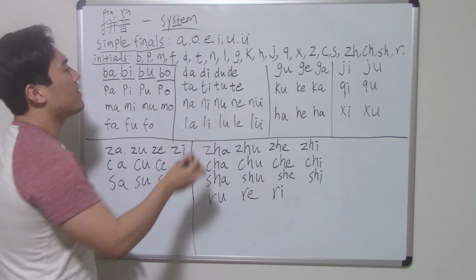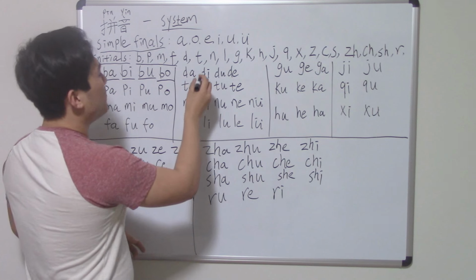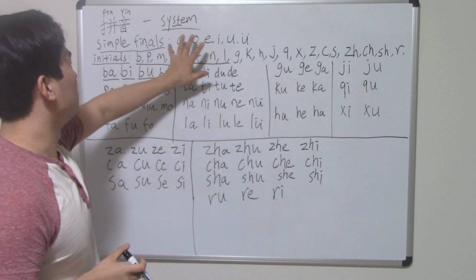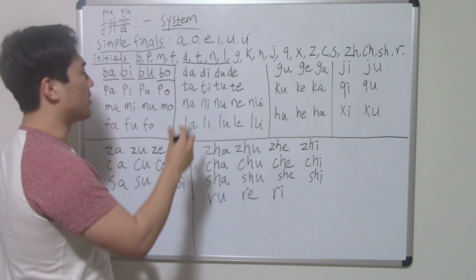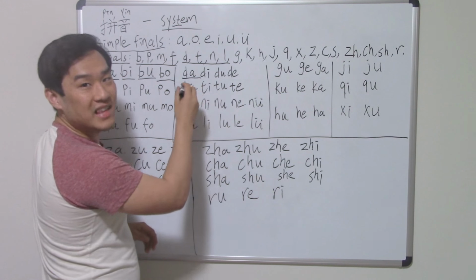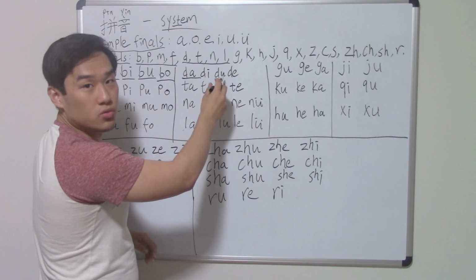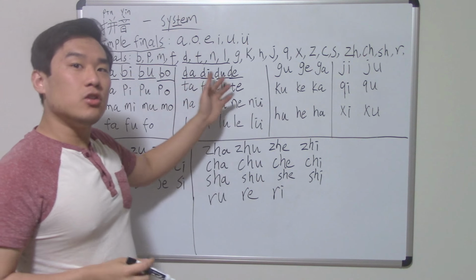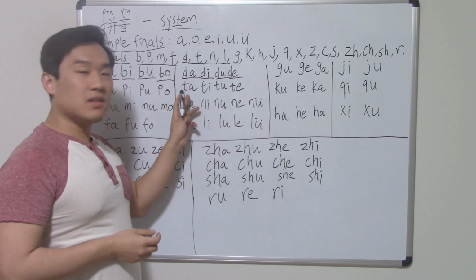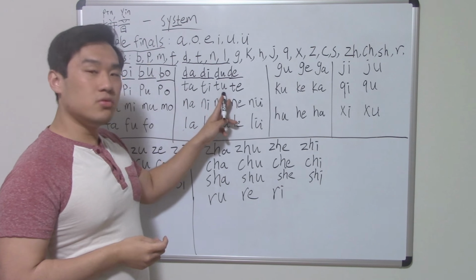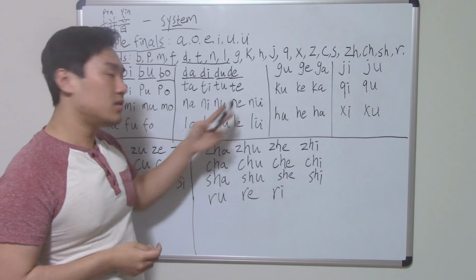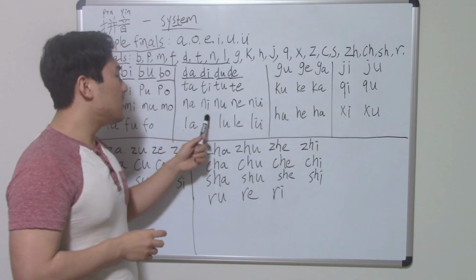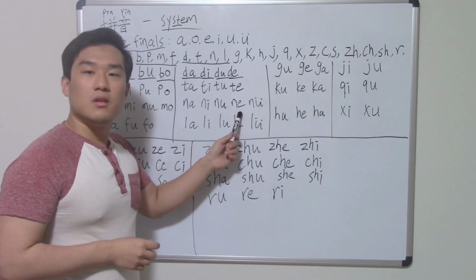Okay, and then obviously the next 4 will be the next 4 initials in combination with all the simple finals here. So we got da, right? Da, di, du, de. So da, di, du, de. And the next one will be ta, ti, tu, right? Te. And then will be na, ni, nu, ne.